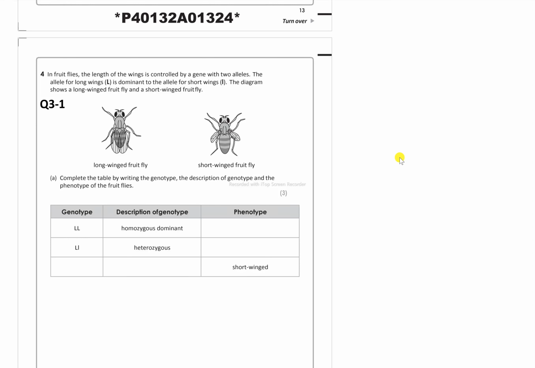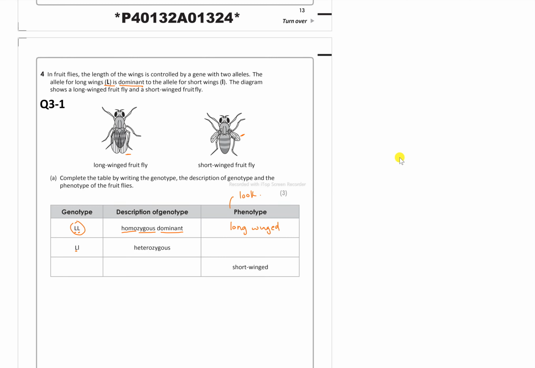We're carrying on with the genotype and phenotype. I think we haven't done this. So you've got a long winged and a short winged. Capital L is homozygous dominant. That means only L is present. The genotype is what genes it's got, and the phenotype is what it's going to look like. They've said the allele for the long wings is dominant. So if you've got a big L, it's going to be long winged.